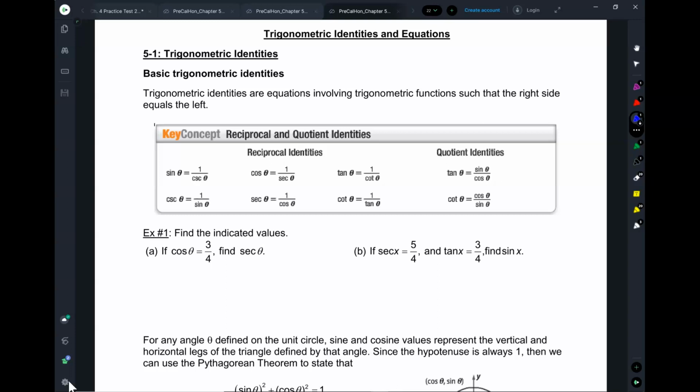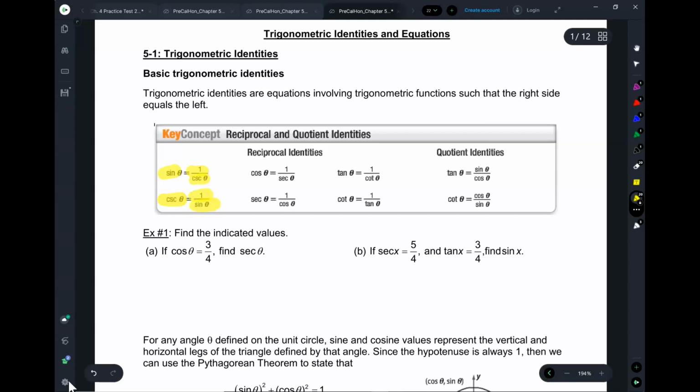There is nothing new in that first bunch of problems over here, right? Or in the first bunch of identities over here. All of these are relationships that you already know about, but now we're just going to give them a name, right? So for example, you all know that sine is the reciprocal of cosecant, right? 1 over cosecant is sine, and cosecant is 1 over sine.